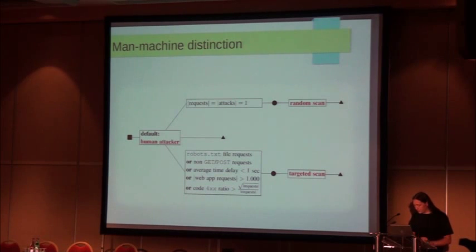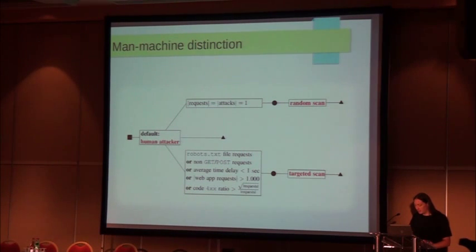If the robots.txt file is requested, then it might be a machine. Of course, a human can do that too. If it's non-GET, POST requests, the same. Also, of course, it could be a human with some program. If the average time delay for web applications, meaning not images, which is identified by the file extension, is less than 1 second, then we think, well, nobody can click that fast. If the total number of web applications is greater than 1,000, well, maybe that's a machine too.